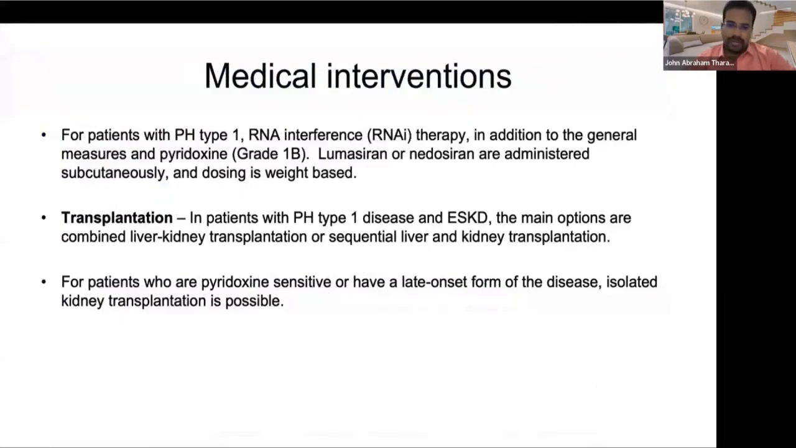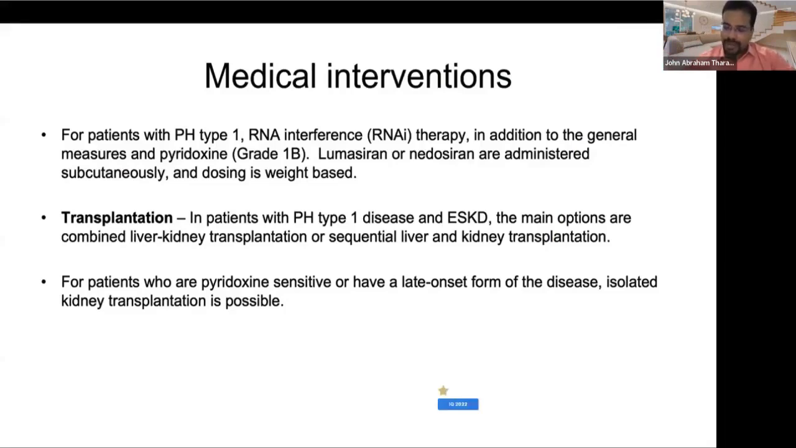We have lumasiran, grade 1B recommendation. Lumasiran was approved by the FDA in 2020 and nedosiran in 2023. And the dosing is weight-based. For patients less than 10 kg, the initial dose of the RNA inhibitor therapeutic agent is 6 milligrams per kg monthly for 3 months, followed by 3 milligrams per kg monthly.